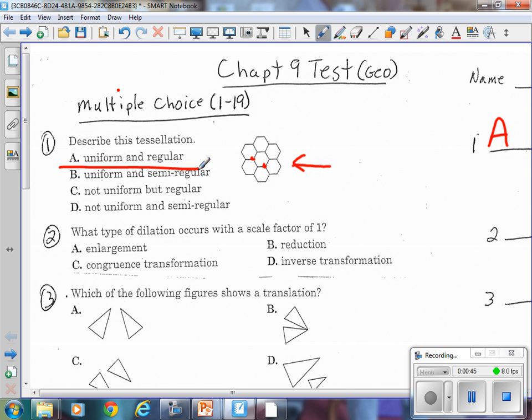What type of dilation occurs with a scale factor of 1? It's not an enlargement, it's not a reduction, and we didn't talk about congruent or inverse transformation. The answer here is C.